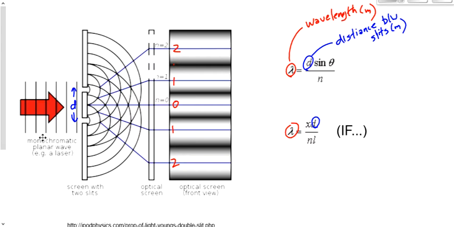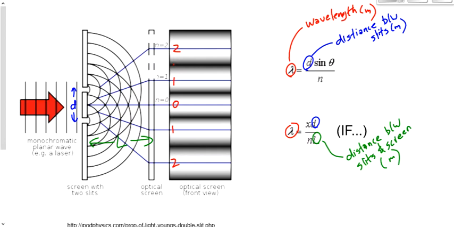L, which only appears in the one equation, represents the distance from the slits to the screen. Now, I made that a capital L over here. It's a lowercase l in the equation. Doesn't really matter what you make it. I just didn't want to make it a lowercase l over there because it looks like a 1, right? I made it a capital L so that you can tell that it's supposed to be L versus the number 1. So we're going to say that's the distance between the slits and the screen. And what do you think we're going to measure that in? Meters, of course.